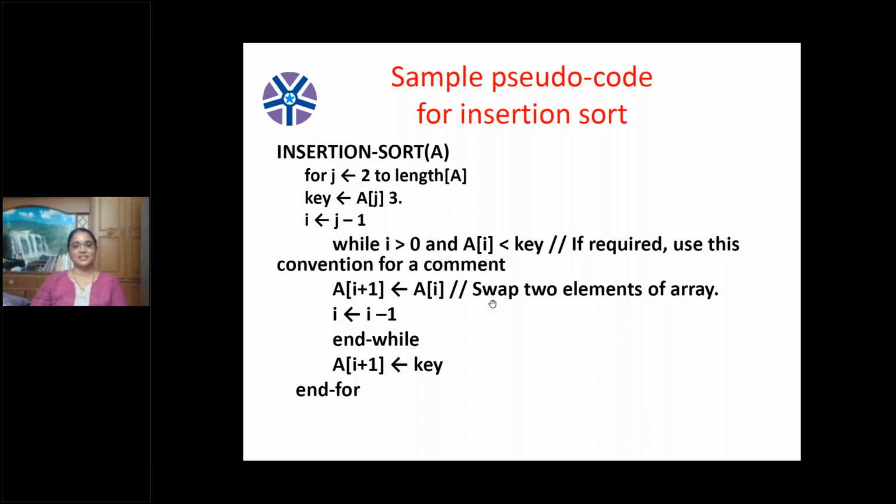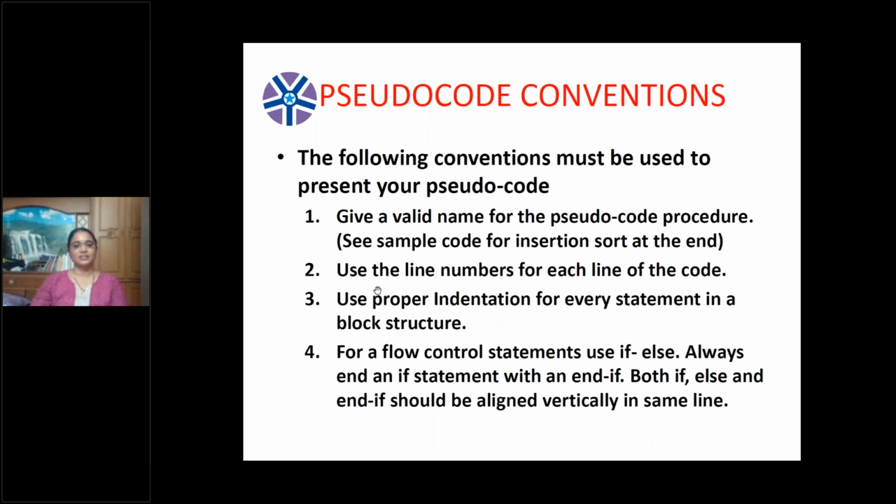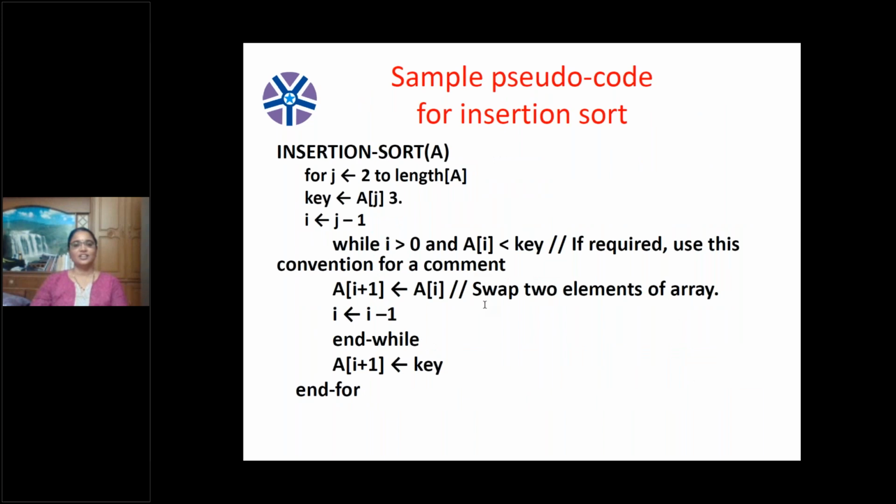Yes, that is the mistake. Here we haven't specified the line number. The second condition, what we had written, was to use the line numbers for each line of the code. But we haven't mentioned the line numbers. So that is the mistake. In pseudo conventions, you need to specify the line numbers.